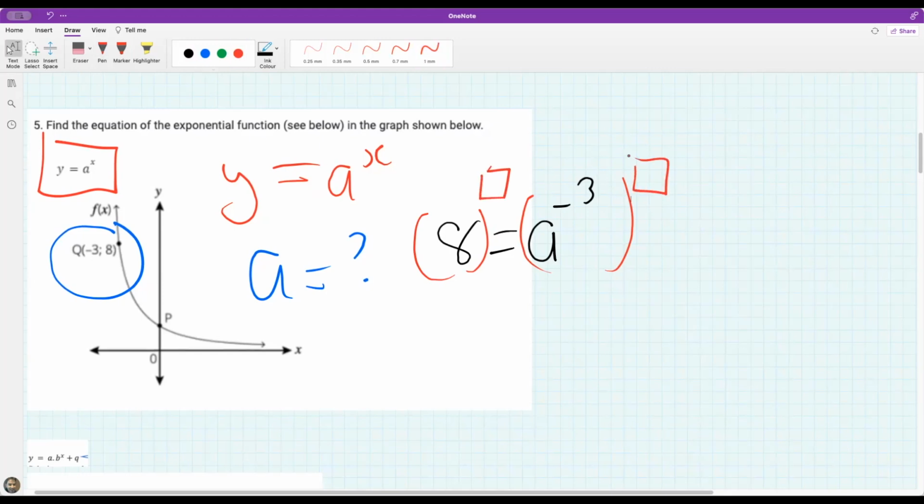Excuse me, my voice is going funny. What power should I raise both sides to in order to get a by itself? I want this to be an a to the 1, but you need to tell me which power I should use. You're almost there, Stephen.